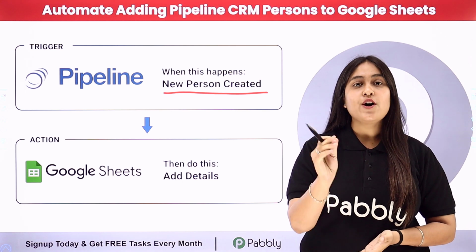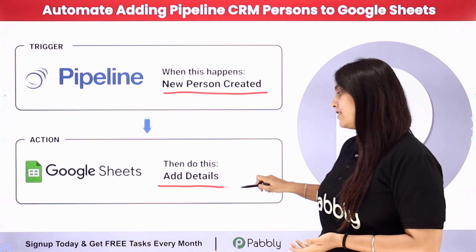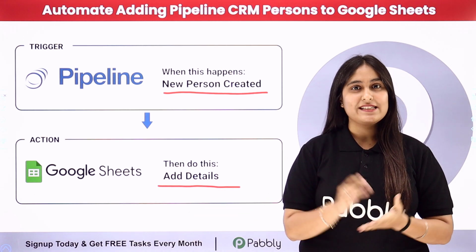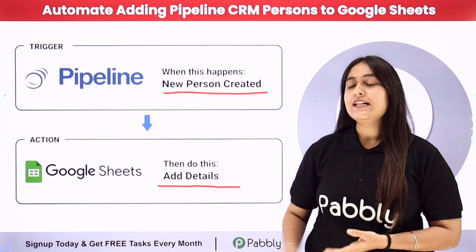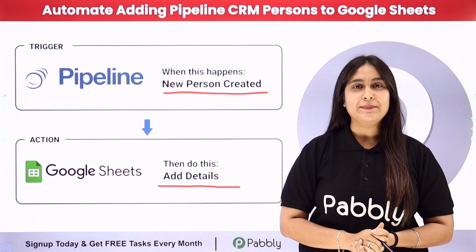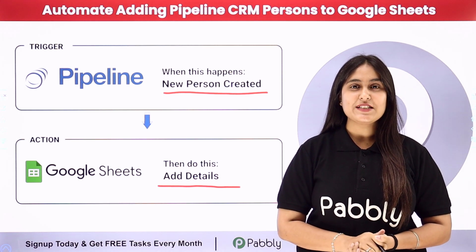And after that, automatically the details of that person should be added in my Google Sheets as a new row in order to store all the students' data in one place. To build this connection, I need to connect these applications using an automation software named Pabbly Connect. So to learn this process step by step, let me take you to my screen.